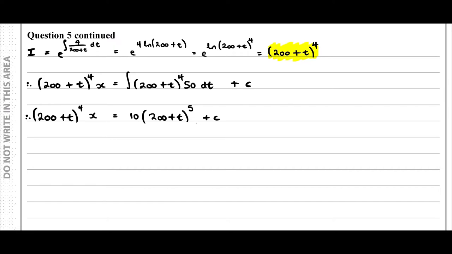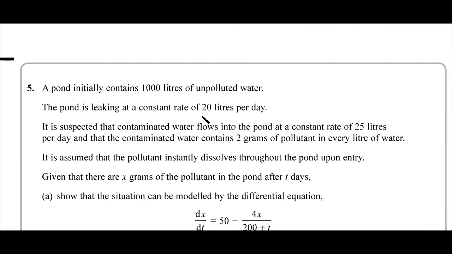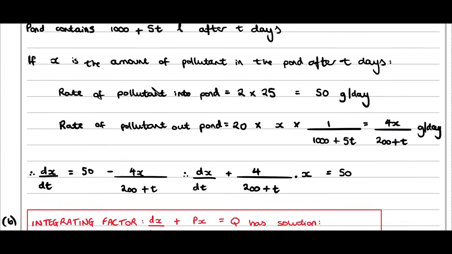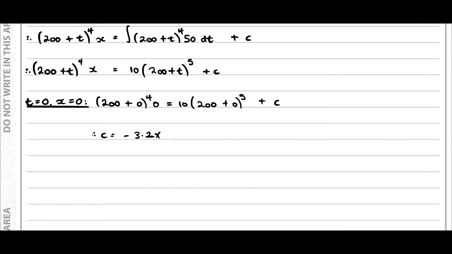And if we take a look at our initial conditions, when t is equal to 0, x is equal to 0, because that's when the water is clean. So with that being said, substituting those values in, we have (200 plus 0) to the power of 4 multiplied by 0, and this is equal to 10 lots of (200 plus 0) to the power of 5 plus c. Of course, c is equal to minus 3.2 times 10 to the power of 12.